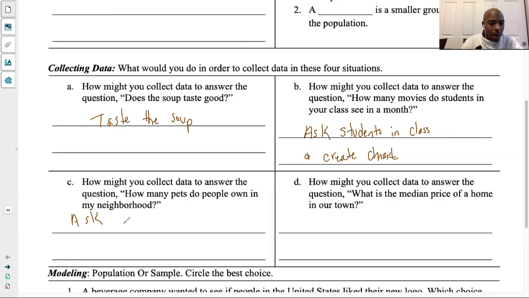I would ask my neighbors. That's how I would collect the data. I would ask them, how many pets do you have? How many pets do you own? And I would get the data. How would you collect the data to answer this question?